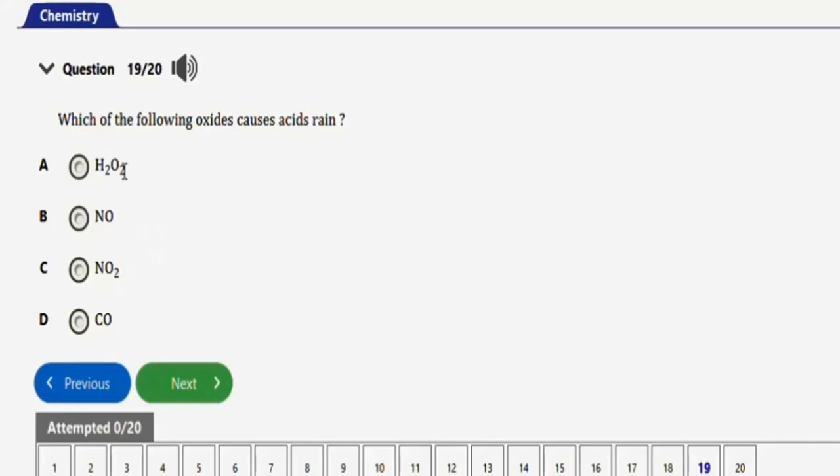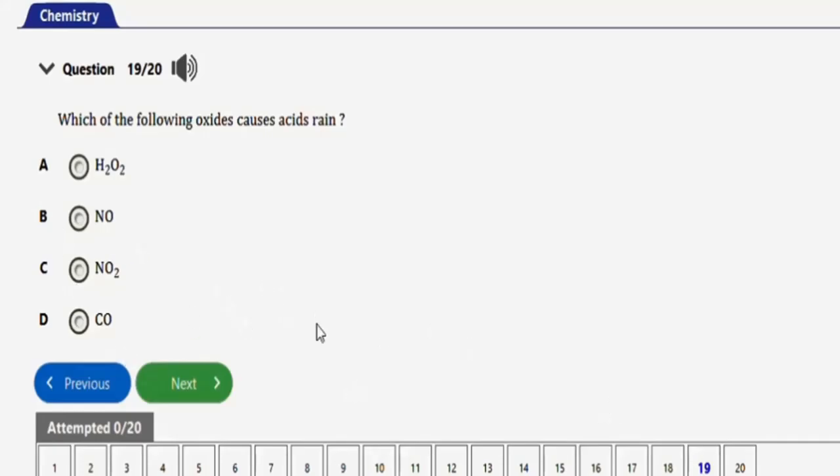So it's not hydrogen peroxide. This is carbon monoxide, no. This is nitrogen 2 oxide, this is nitrogen 4 oxide. So the right option in this question will be option C, nitrogen 4 oxide.